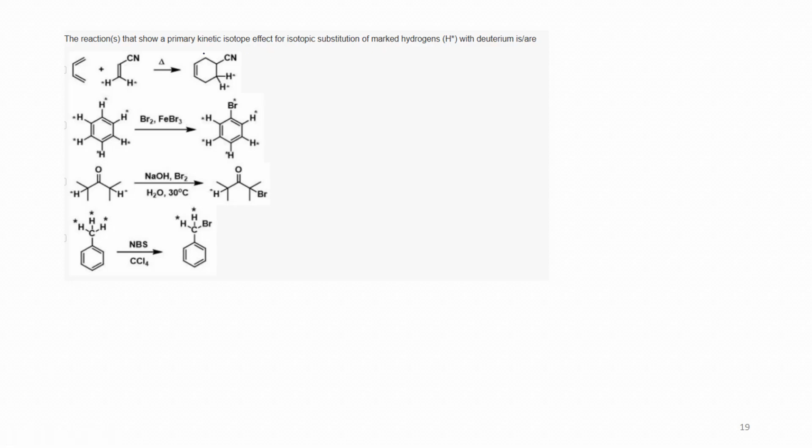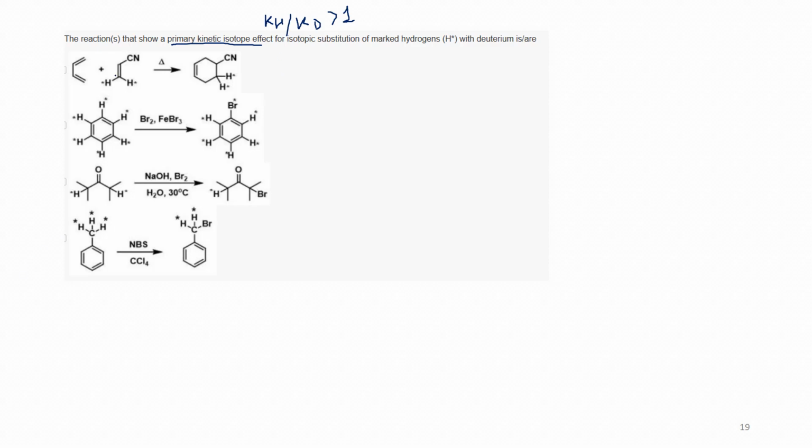Primary kinetic isotope effect means kH by kD will be greater than 1. Okay.